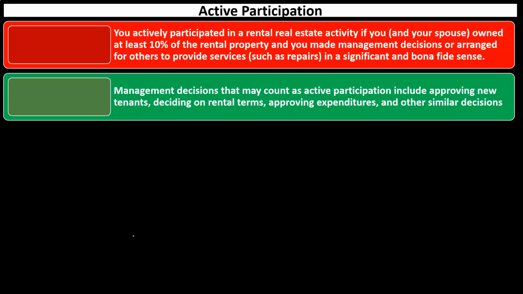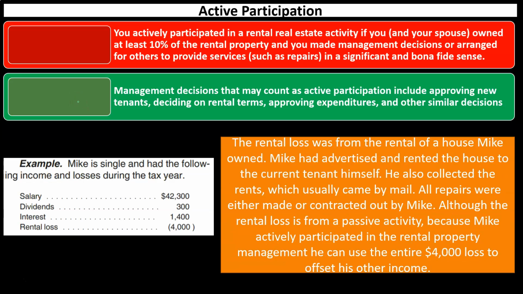So management decisions that may count as active participation include approving new tenants, deciding on rental terms, approving expenditures, and other similar decisions. So that's what you want to keep in mind if they're thinking about having someone else help them out with their activities and they want to be actively participating, then you want to be logging down and noting, in the event of an audit, that you have active participation in accordance with some of these items.